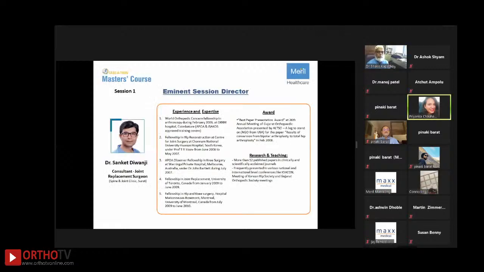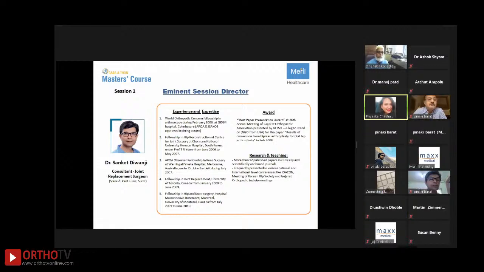Today, we have with us our eminent session director, Dr. Sanket, consultant joint replacement surgeon, spine and joint clinic, Surat. He has a great bank of knowledge and expertise gained through numerous trainings and fellowship programs across the world. He has received an award for the best paper presentation at the 26th annual meeting of Gujarat Orthopaedic Association. Dr. Diwanji has 12 paper publications to his accomplishments. Dr. Sanket Diwanji, Merrill Orthopaedics welcomes you to Master's Course CASE-A-THON.